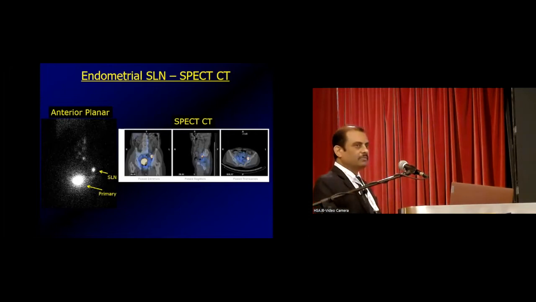This is also helpful when you see more than one lymph node. Here is a patient where we have picked up left internal and external iliac lymph nodes. It has gone up to a para-aortic lymph node. So which is the first lymph node? Obviously, because of the intensity of the tracer uptake, this is the first lymph node, and that can be compared in a SPECT-CT. This is a left internal iliac lymph node.